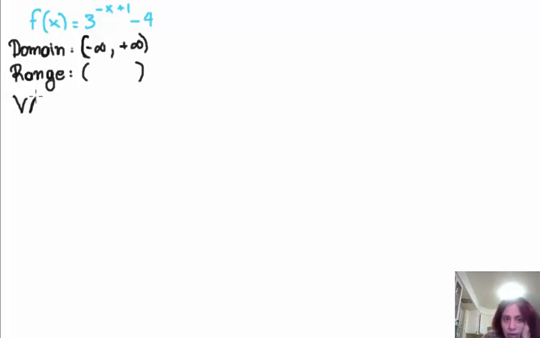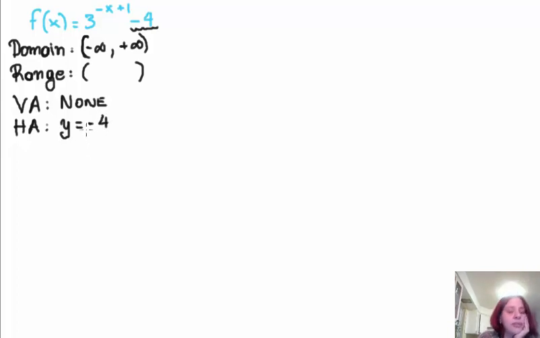One thing that I know about exponential functions is that they don't have any vertical asymptotes, and this is always true. The horizontal asymptote of an exponential function is determined by the constant of the function. So, the horizontal asymptote for this case will be y equals -4.